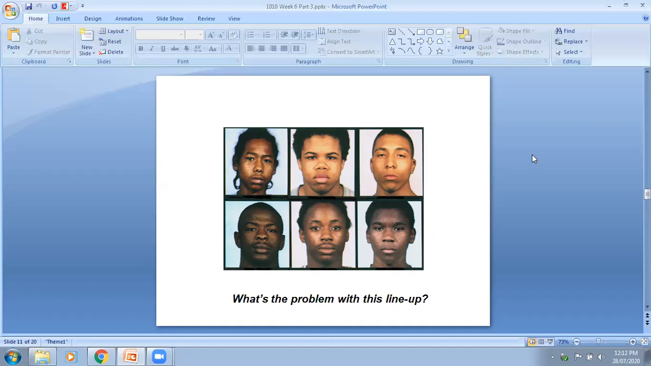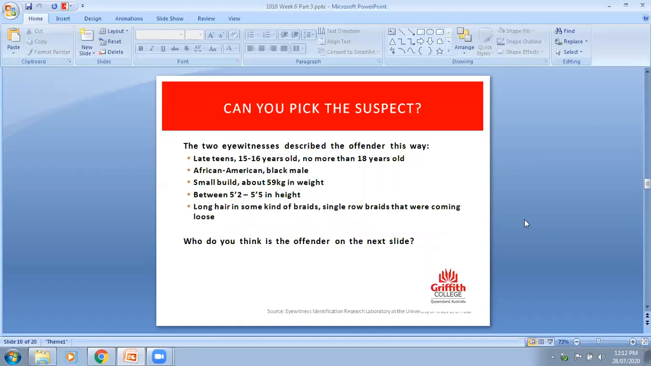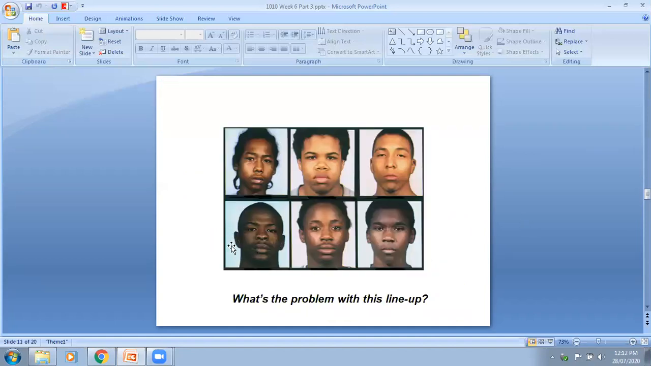Okay, so hopefully you have all picked number 1 in the top left-hand corner. And the problem with the lineup is, well, he looks young. Some of the others, such as this fella here, look a lot older than the age we were given, which was 15, 16, no more than 18. He looks a lot older than 18. He looks a lot older than 15, 16. He could be young, much older. He could be young. But this guy here is the only one who's got the braids coming loose. So therefore, the lineup is not presenting fillers that are similar to the suspect.